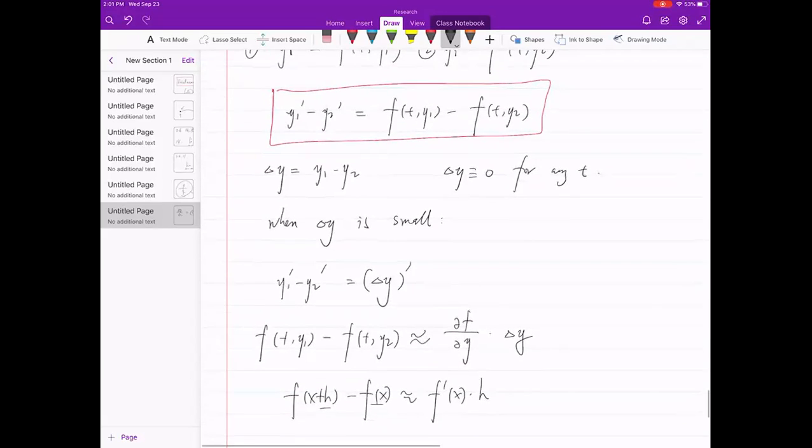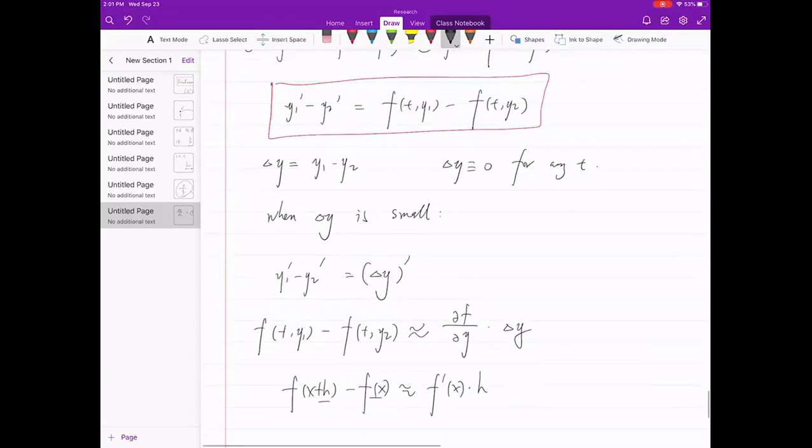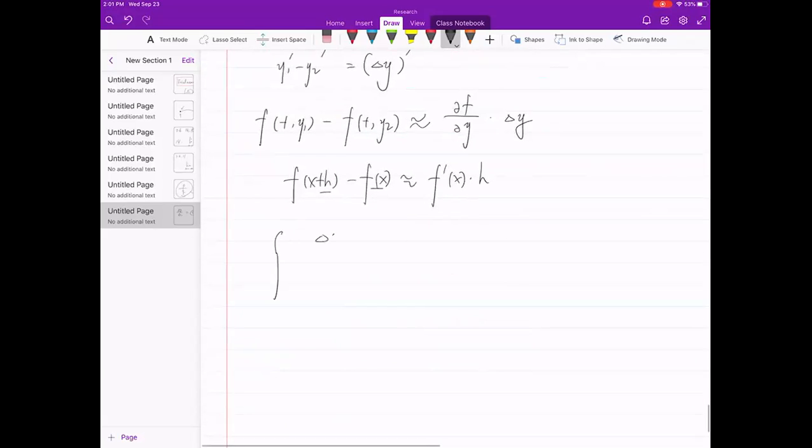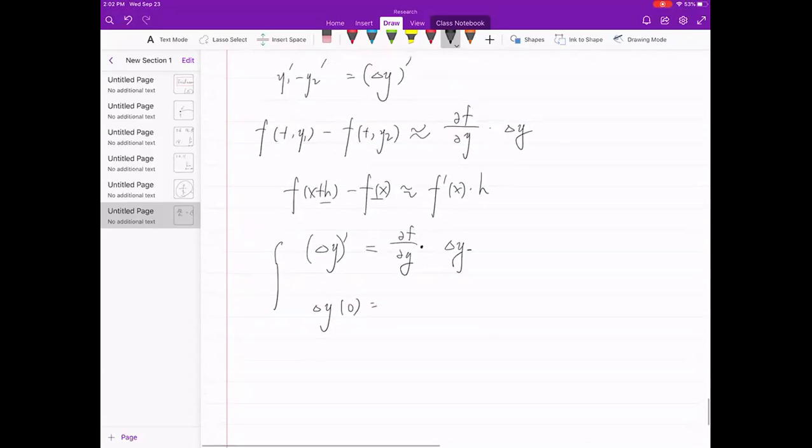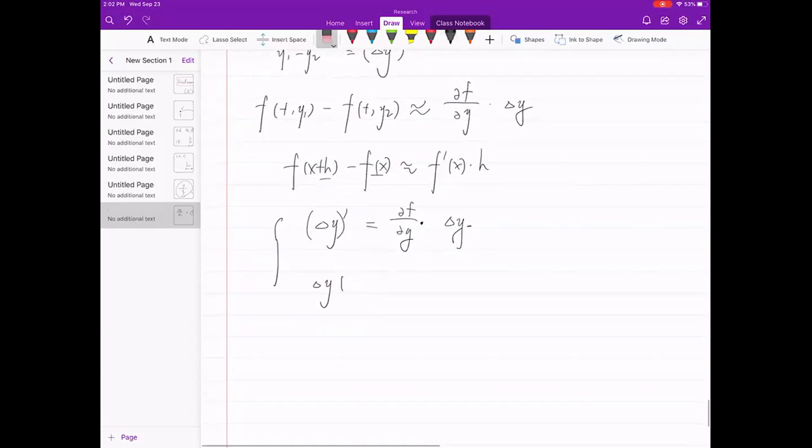Then the thing in the red box can be rewritten as delta y prime equals partial f partial y, which is roughly a constant, times delta y. What do you see? That's a differential equation for delta y. You just need the initial value problem, then done. What is the initial value for delta y? At T0, sorry.